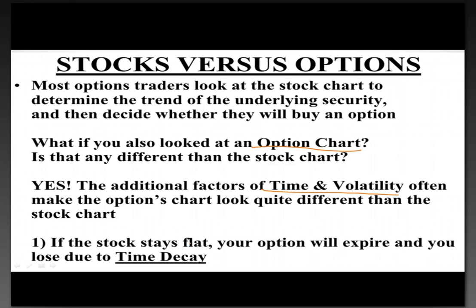But the point is that with time going by, if you bought an at-the-money call and your stock stays flat, you buy a 50 call, the stock stays stuck at 50, your at-the-money option would expire because that time erosion is going to eat up that option. That will show up in the option chart.